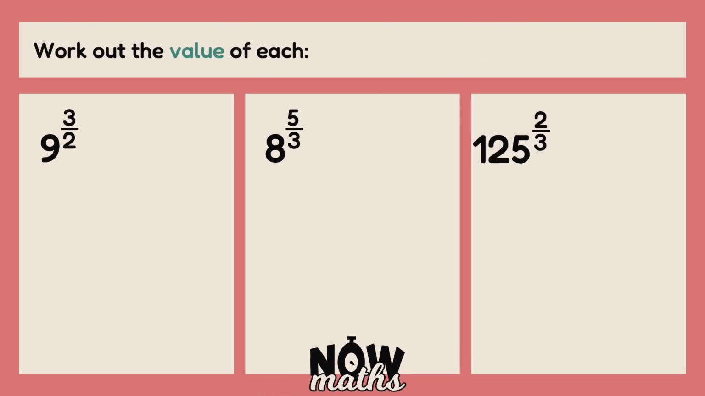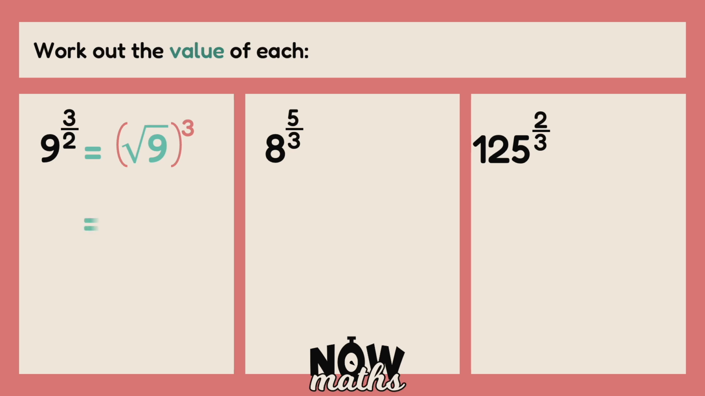Finally, let's have a look at working with some more complex powers where the numerator of the fractions is not 1. To work out 9 to the power of 3 over 2, firstly we'll square root 9 since the denominator of the fraction is 2. Since the numerator is 3, we'll then cube after. We could do these two operations in either order to obtain the same answer, but this is usually the easiest since we end up having to square root and cube smaller numbers.